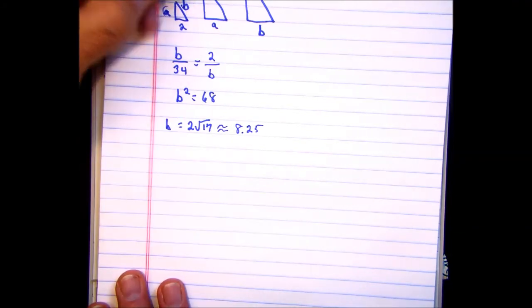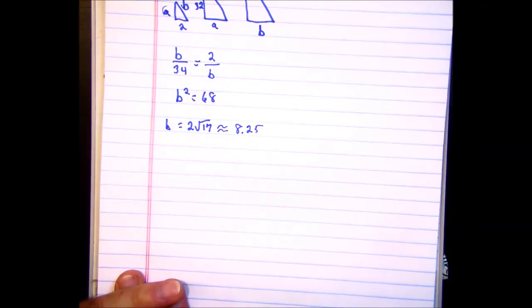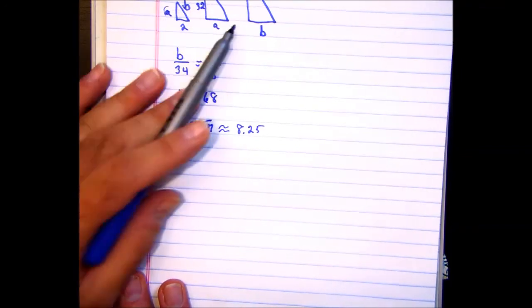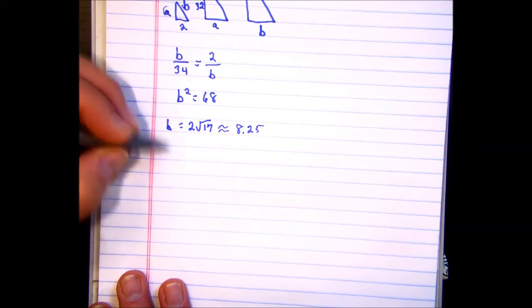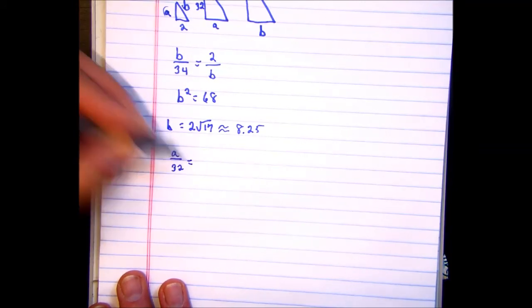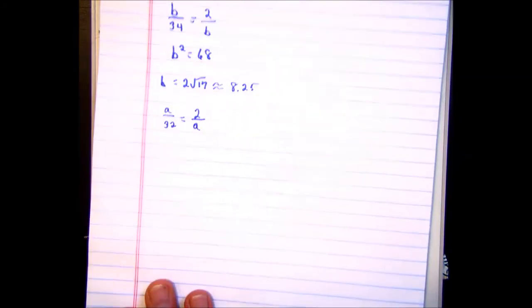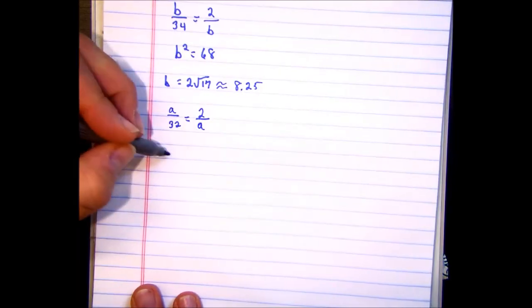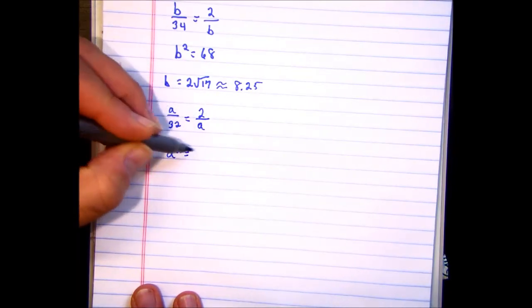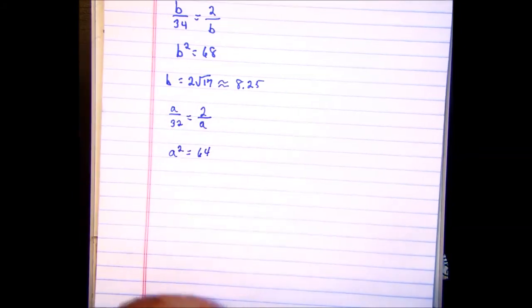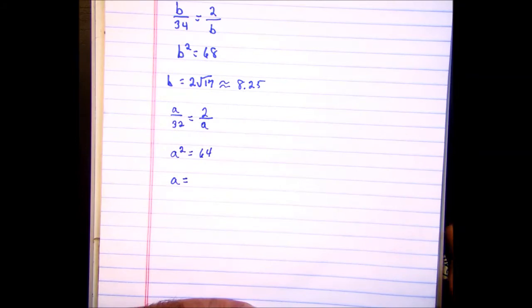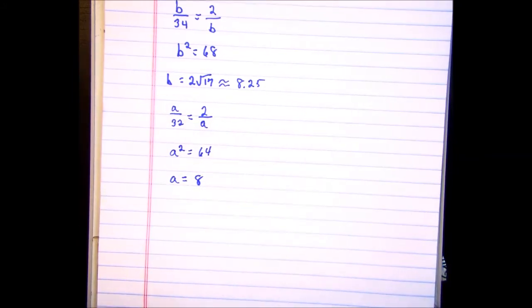All right. Now the other side of this triangle is 32, and that's on the original picture. So now I can do A the same way. I match A with 32. A over 32 is equal to 2 over A. Again, it looks like a geometric mean problem. You get A squared equals 64. So A is equal to the square root of 64, which is 8. And now I have the answer for A and B.